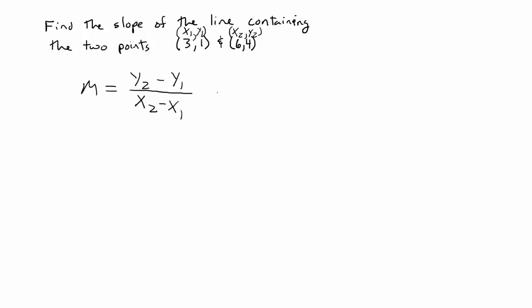So now our slope is going to be y2, which is 4, minus y1, which is 1, divided by x2, which is 6, minus x1, which is 3. Now we have 4 minus 1 in the numerator, which is equal to 3, and 6 minus 3 in the denominator, which is also equal to 3. So our slope is equal to 1. As we move 1 unit right, we also move 1 unit up.